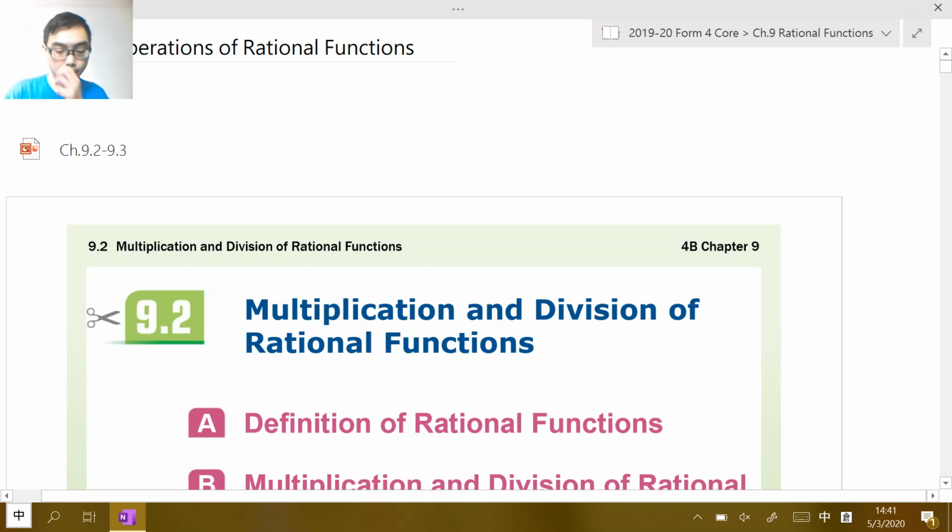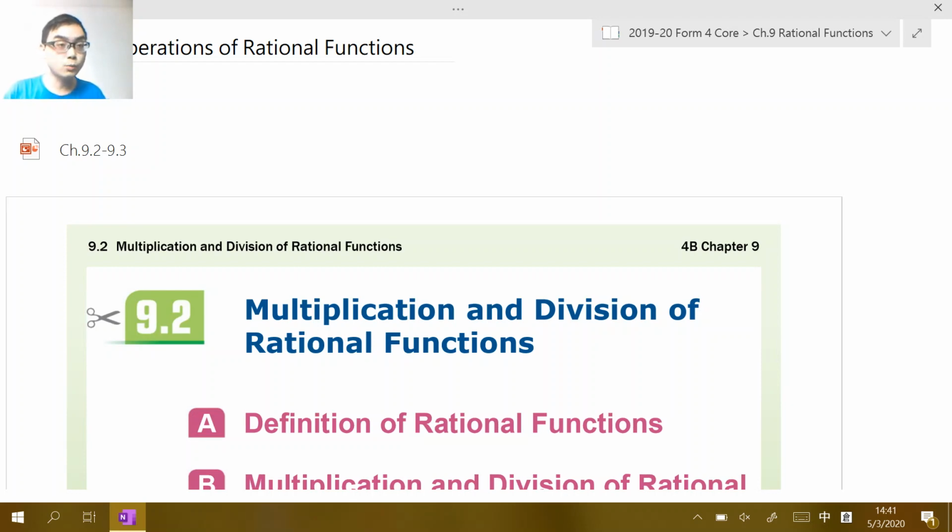So today I would like to finish chapter 9 by talking about chapter 9.2 and 9.3 together, which are the four operations of rational functions. If you still remember, in the last two lessons, in the first lesson we talked about how the operations of rational functions are actually the same as what you did in Form 2, which is the operations of algebraic fractions.